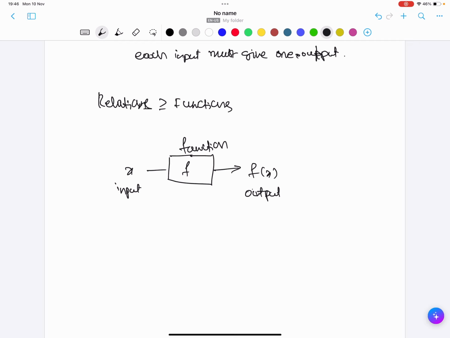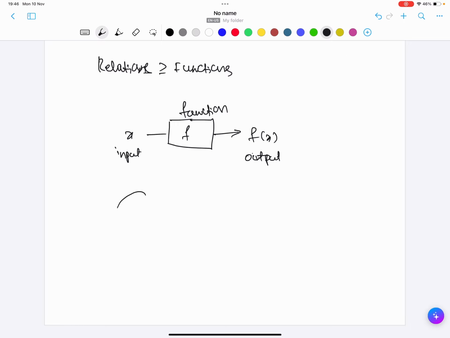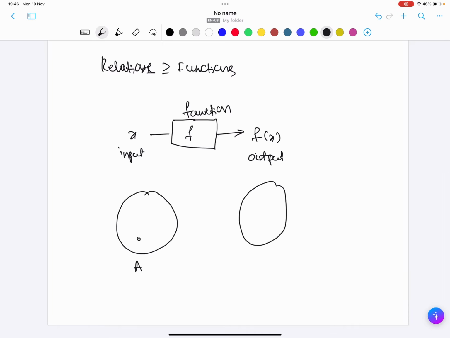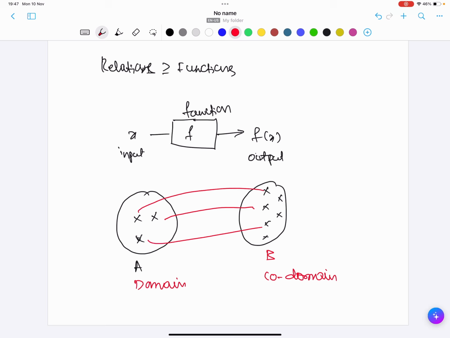After this definition, if you want to define it using a diagram, with domain and codomain, let us say this is A, and there are some elements. There need not be more or fewer elements in B; B can have more elements, it does not matter. But all elements in A must have one connection in the set B, that is the codomain. This is the domain, and this is B, the codomain.